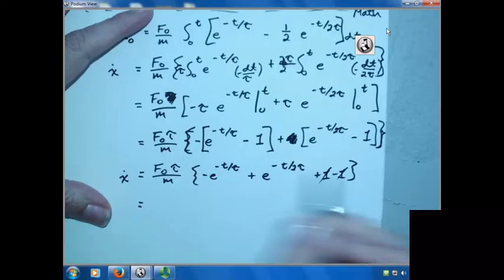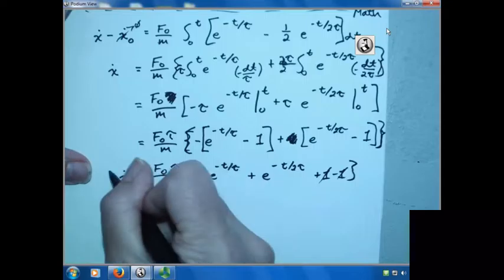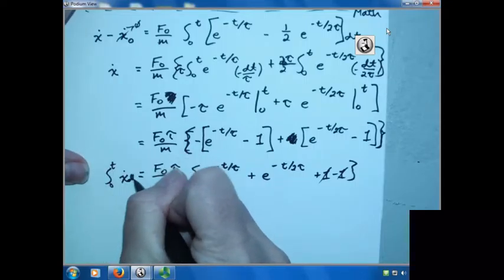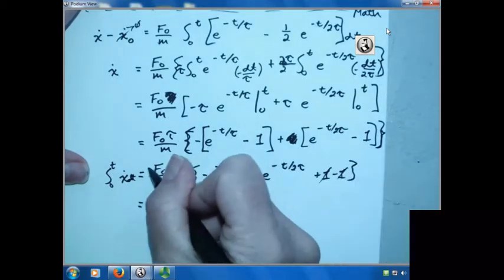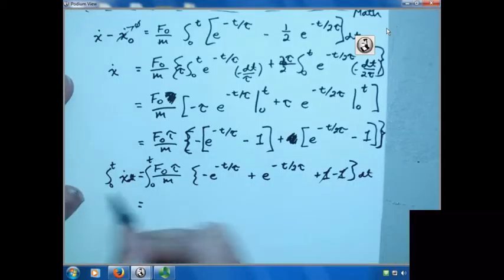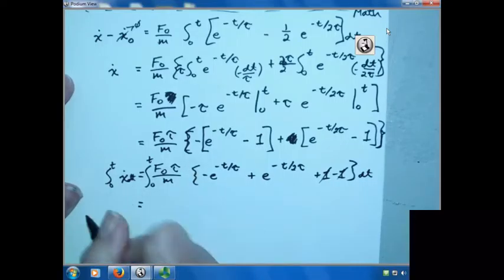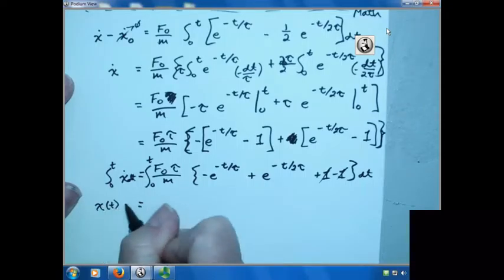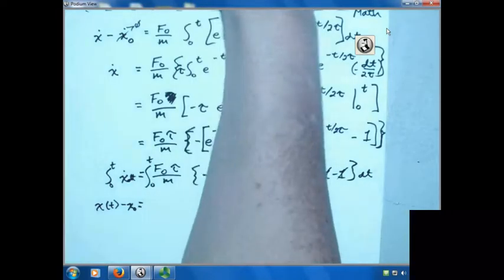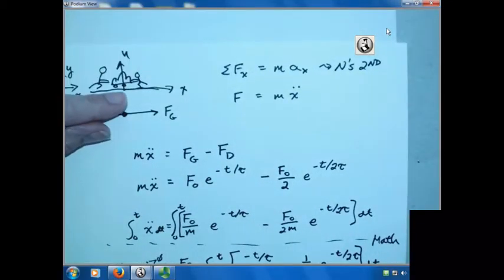I've got to integrate both sides again from 0 to t dt. All right, and on the left-hand side, I'll get x, which I have to evaluate from 0 to t, so that'll give me x at value t minus x naught. Again, I'm going to make a choice of coordinate system right here. I'm going to let x naught be 0. That'll be my coordinate system, okay?